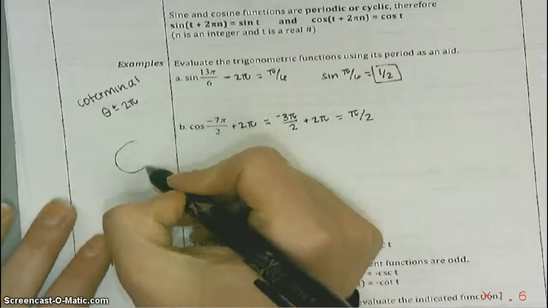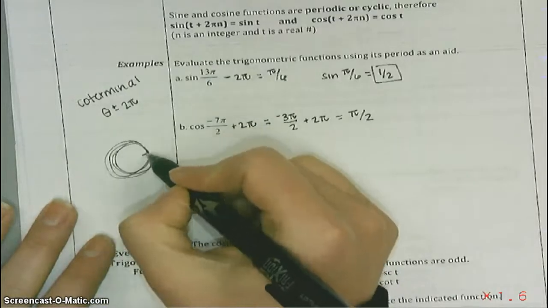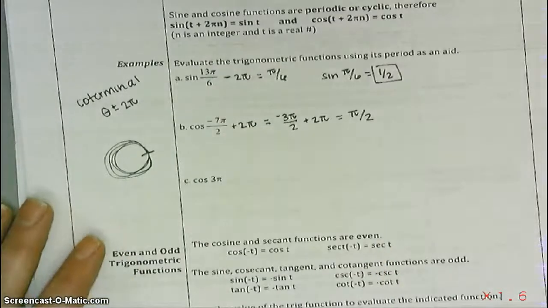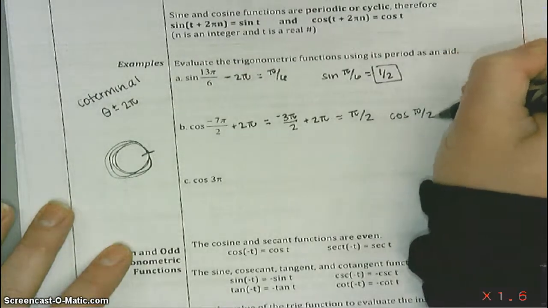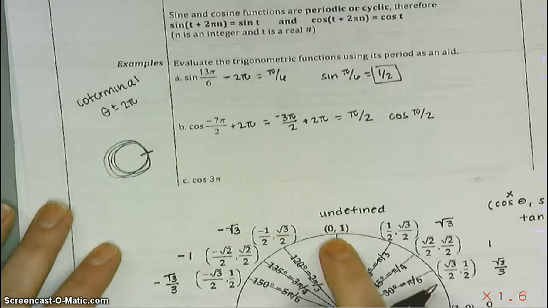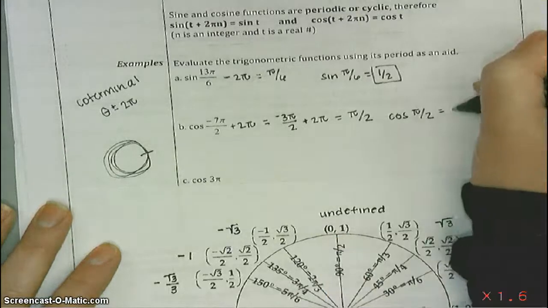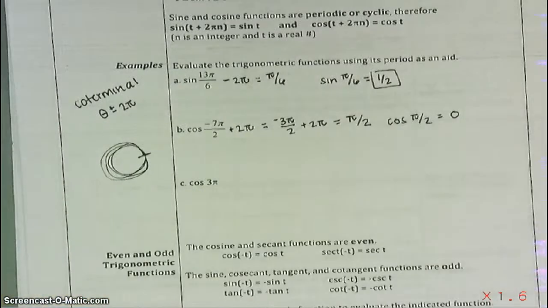You're trapped on that circle, and you just keep adding and subtracting rotations, and you end up at that same spot. That's the idea of a coterminal angle. So now we're going to evaluate cosine at pi over 2 because that is on your unit circle. And pi over 2 is right here. Cosine at that value is 0. If you'd like to try part C, I bet you will have to subtract 2 pi.